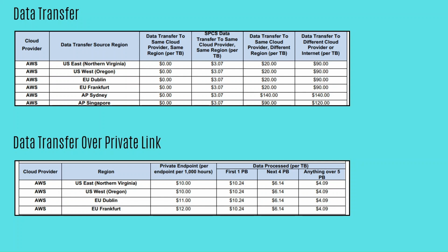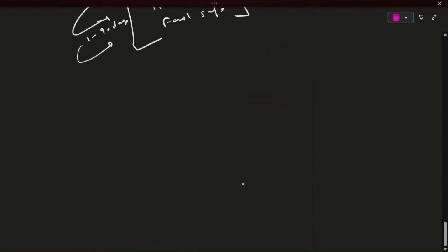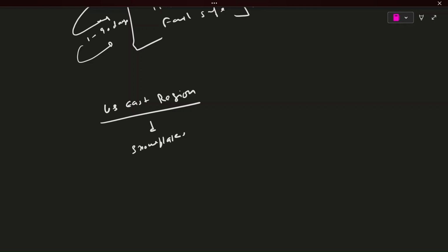Okay. So let's consider we are not using Private Link. Let's make it very simple. We are using data transfer. So what is data transfer? Now let's say this is my US East region, where I have my Snowflake account. Now let's say this is my AP Sydney region.